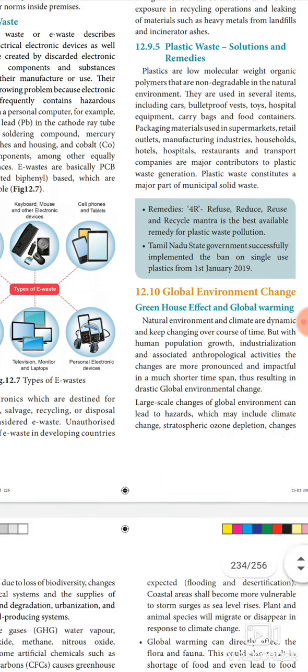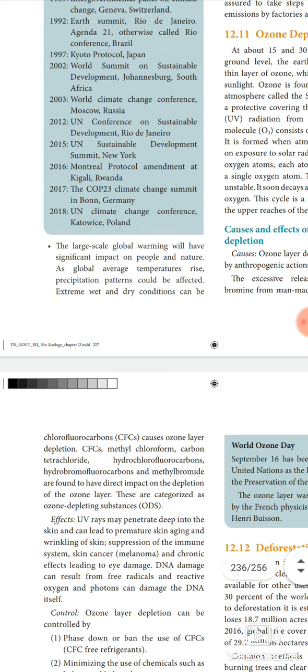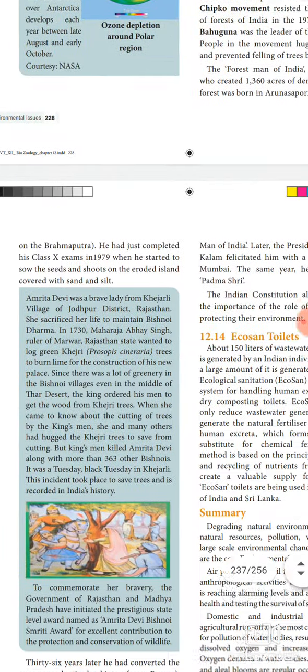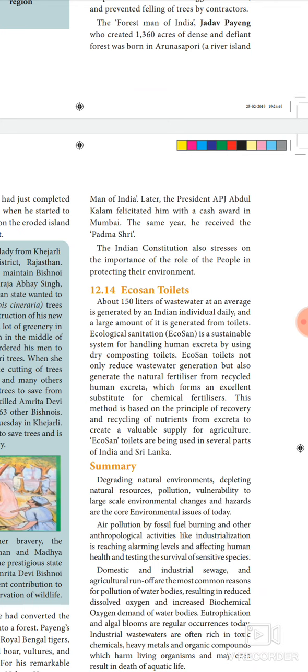Okay. Next we see about the Ecosan toilet. Ecosan toilet is the water-free toilet. About 150 liters of water is used in day-to-day life by every individual. Out of that 150, most of the water is used for toilet purposes. So instead of this large usage of water, we avoid it. We introduce the Ecosan toilet, not only for avoiding the large amount of water.